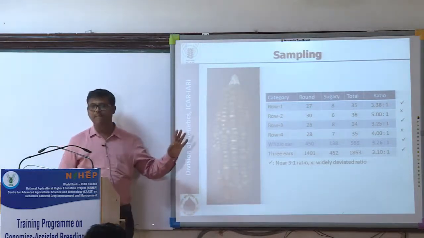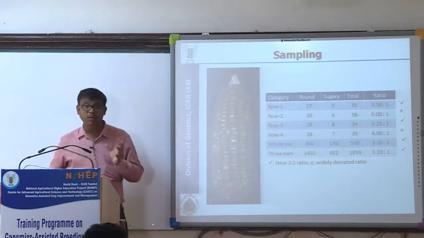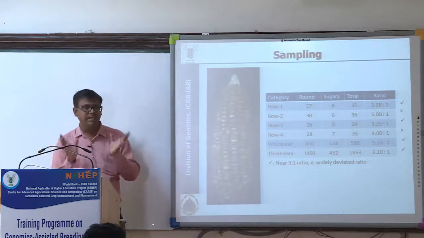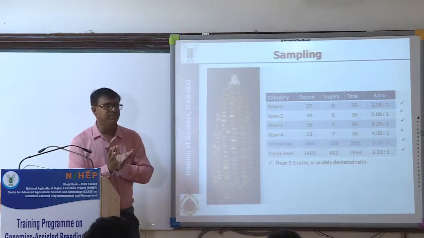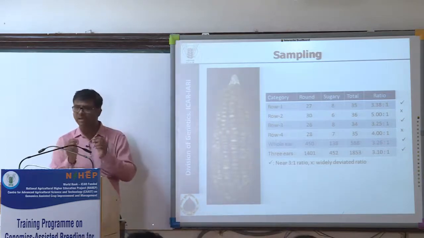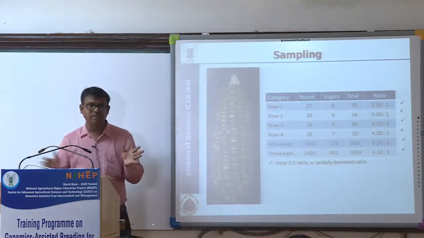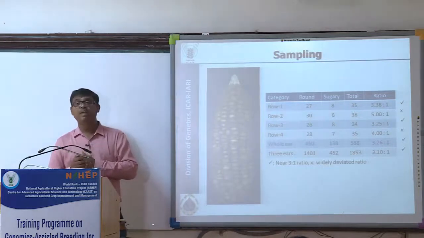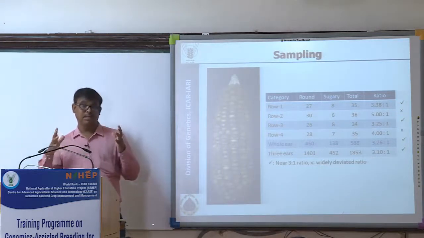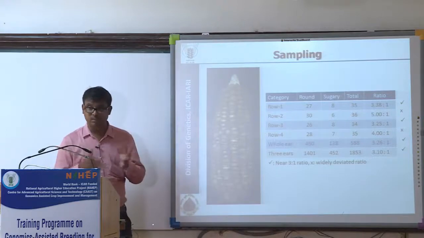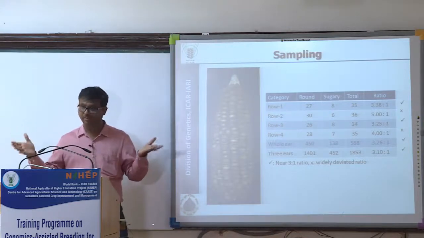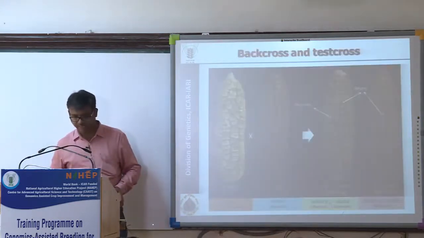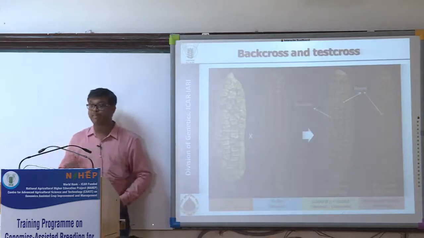So this gives an idea about how important sample size is. Any genetic study you do, you need to have a good sample size, at least a minimum of 100 plus, so that you can have your ratio. But if you are studying multiple genes together, your sample size should also be large enough, depending upon how many genes you are studying. Now another thing we study is the back cross and test cross.